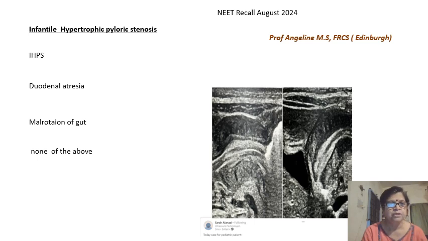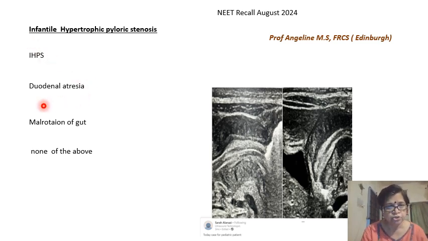Good day. Today I will be talking about just one MCQ. An image was given in your NEET recall and asked what the image is likely to be. It was infantile hypertrophic pyloric stenosis, and there were a whole lot of other options.